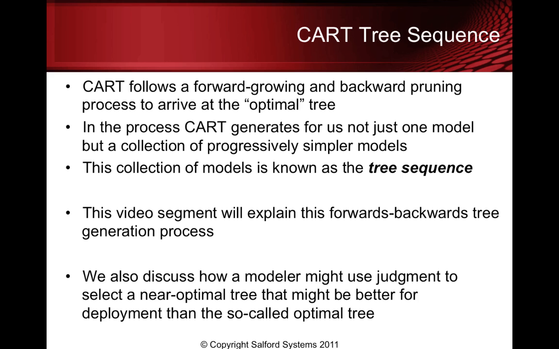In this session, we're going to be discussing the CART tree sequence. CART follows a forward growing and backward pruning process to arrive at the optimal tree. In the process, CART generates for us not just one model, but a collection of progressively simpler models. This collection of models is known as the tree sequence. And this video segment will explain this forward-backwards tree generation process. We'll also discuss how a modeler might use judgment to select a near-optimal tree that might be better for deployment than the so-called optimal tree.